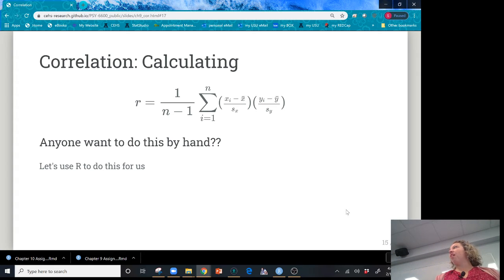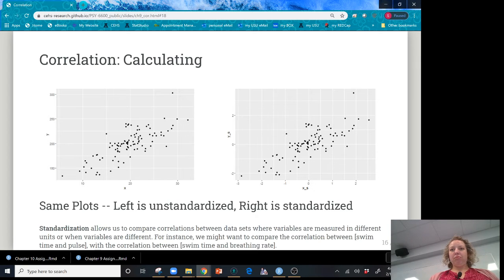So this is how you do it in R. You ready for some intense code? Oh, where did it go?